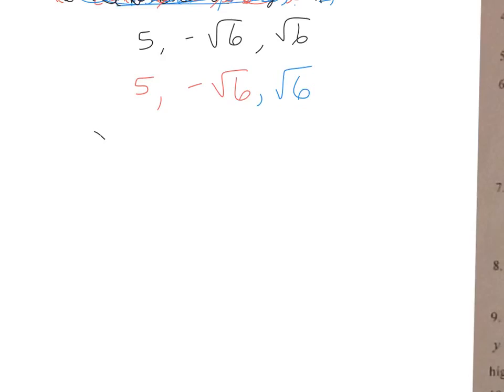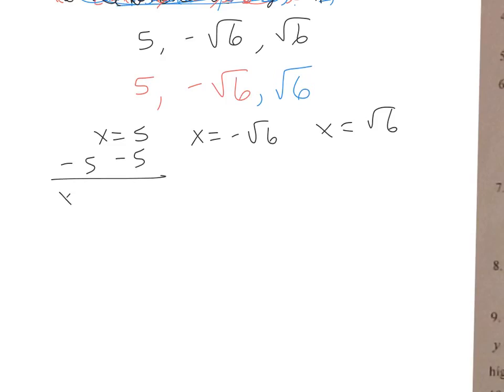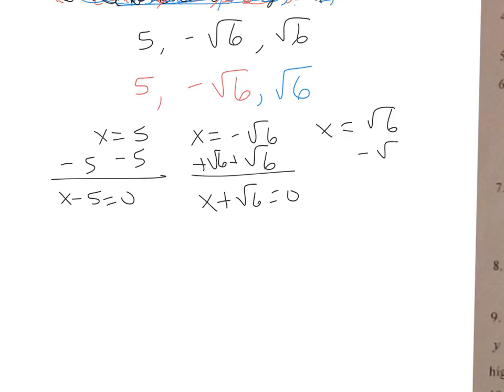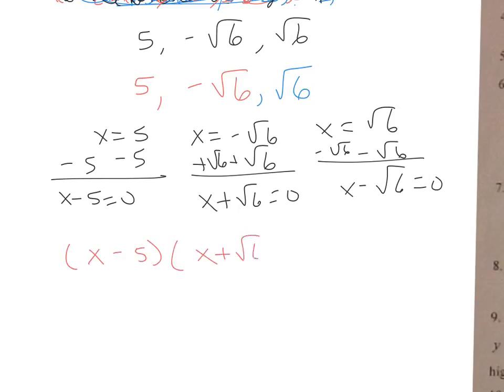So let's set each one equal to x. Equal to 0, minus 5. x minus 5 is equal to 0. Add the square root of 6. x plus the square root of 6 equals 0, minus the square root of 6. x minus the square root of 6 is equal to 0. All right, so I set them up as factors. x minus 5, x plus the square root of 6, x minus the square root of 6.